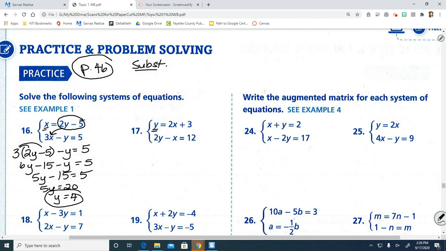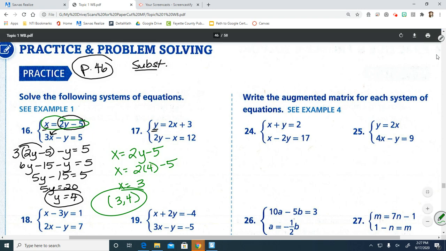But don't forget, you've got to find the x because our solutions are points here. I've got an x and a y in the problem, so I'm going to have an x and a y in my answer. So I'll use the original equation for x, and it tells me that x is equal to 2 times y minus 5. So x equals 2 times 4 minus 5. 2 times 4 is 8, and 8 minus 5 is 3. So the solution to this system is (3, 4).